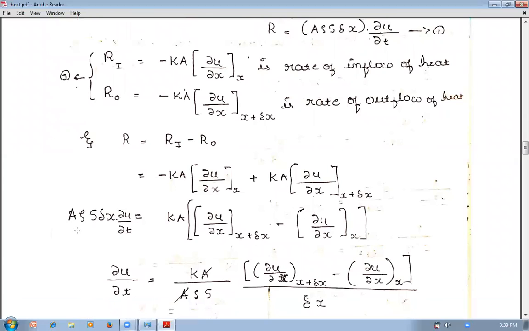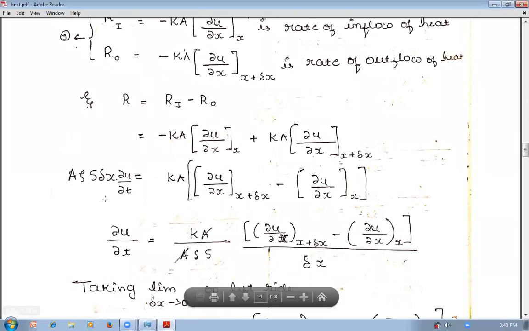Substitute the R value: A rho S delta x ∂u/∂t. First write K A ∂u/∂x at the point x plus delta x, the positive term, then write the negative term. In these two terms, K A is constant, so take it outside. Next, dividing throughout by A rho S delta x, these terms get cancelled. Here A gets cancelled. The remaining term is this.